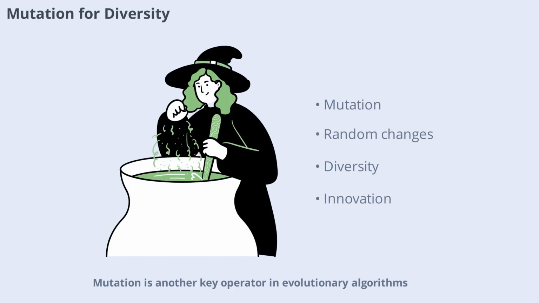Mutation is another key operator in evolutionary algorithms. It introduces random changes to candidate solutions, simulating genetic mutations in nature. These small alterations help maintain diversity within the population and prevent premature convergence on suboptimal solutions. In biological research, mutation allows the algorithm to explore new areas of the solution space, increasing the likelihood of discovering innovative answers.